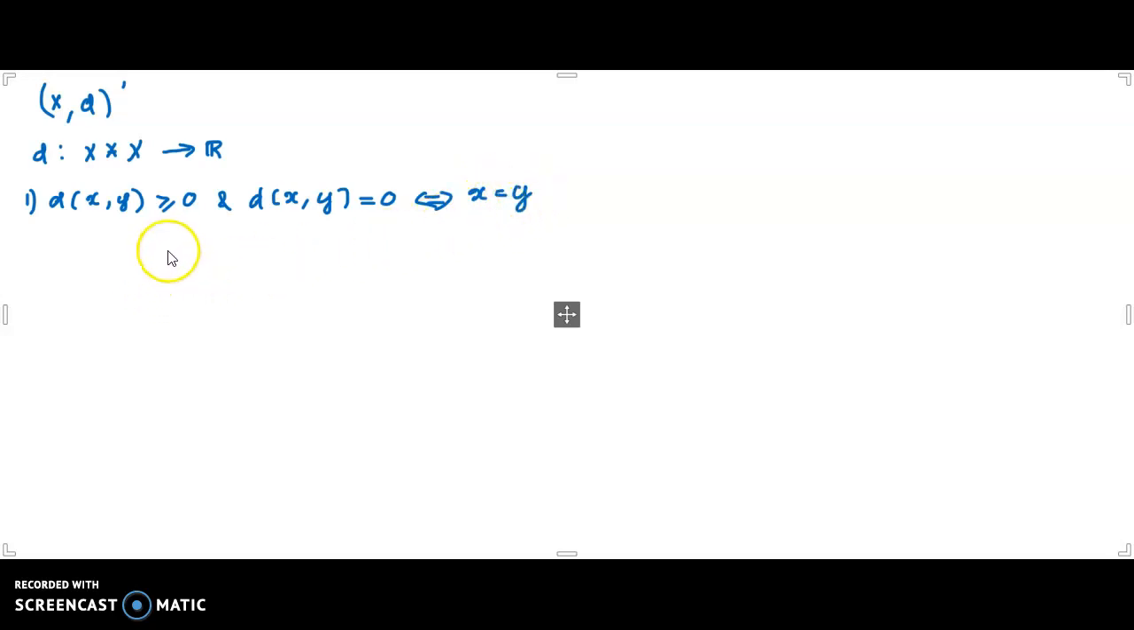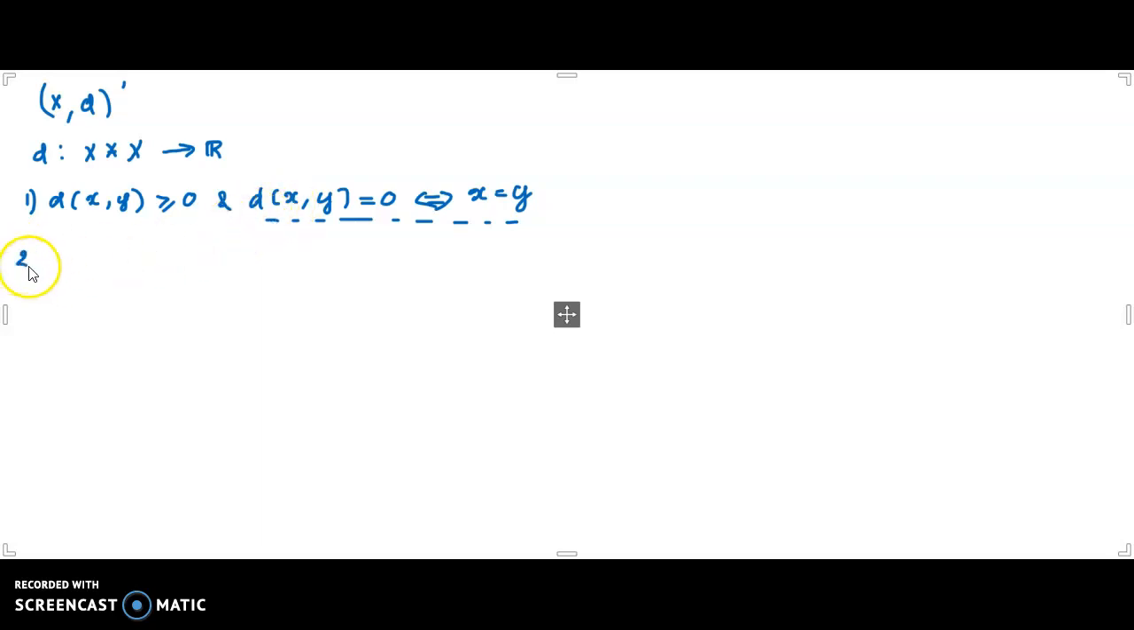If this condition is not satisfied fully, then it is called a pseudometric. If only x equal to y implies d(x, y) equal to 0 is valid, then it is a pseudometric. Some of your notes contain that definition too. It's good to understand the concept of pseudometric too.